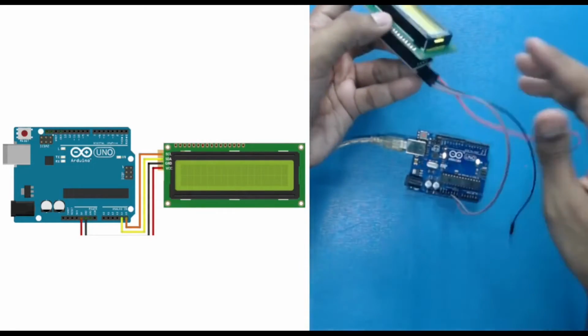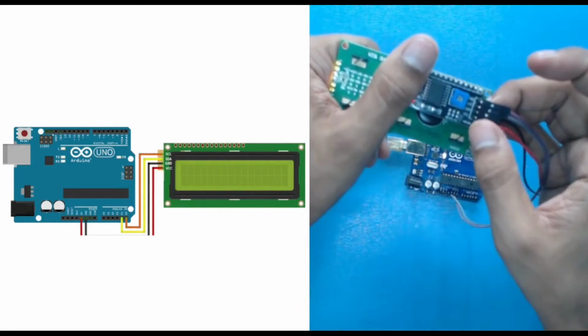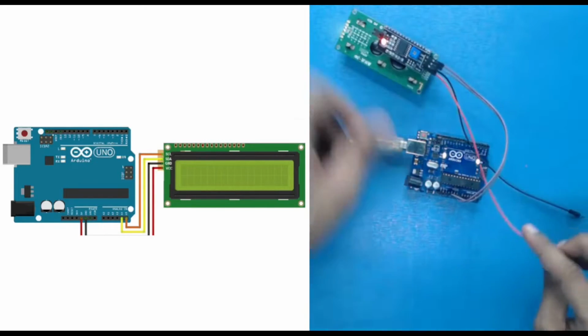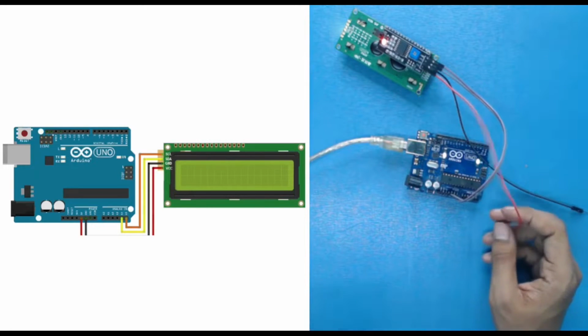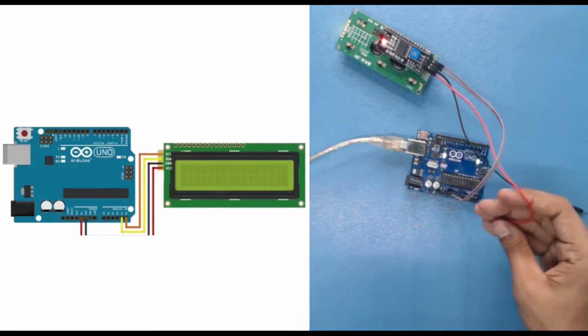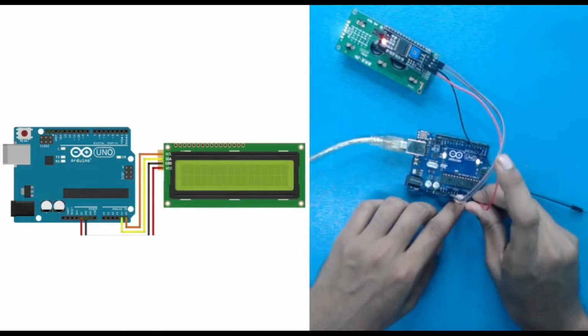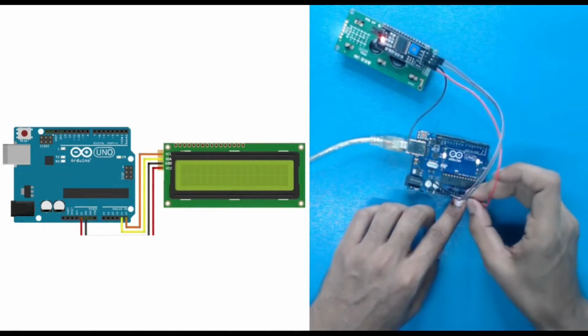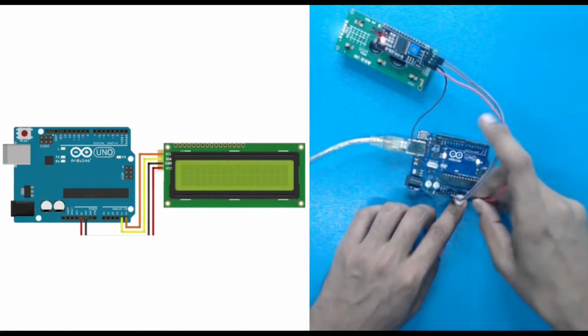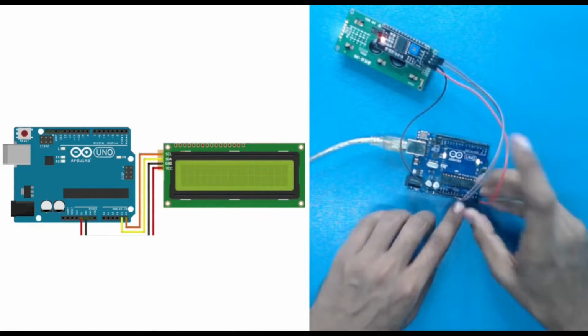After that, we have two pins, that is your SDA and SCL. So what you have to do is connect your SCL with A5, that is your last pin, and the SDA with A4, that is your second to last pin. So this is your connection.